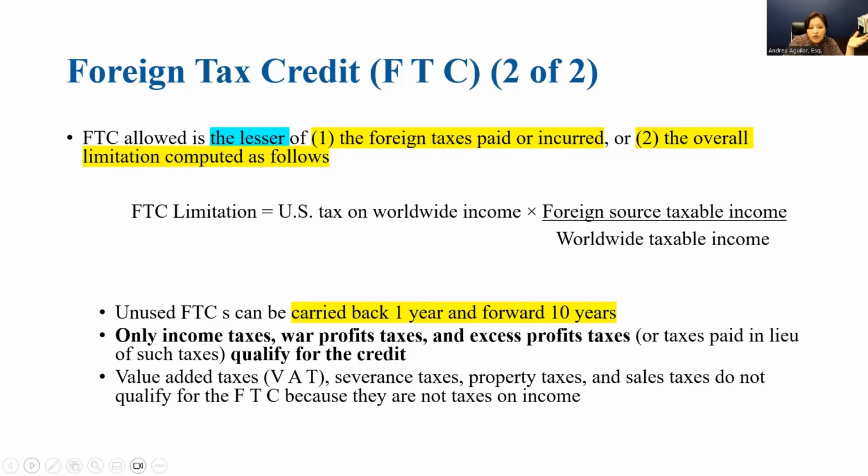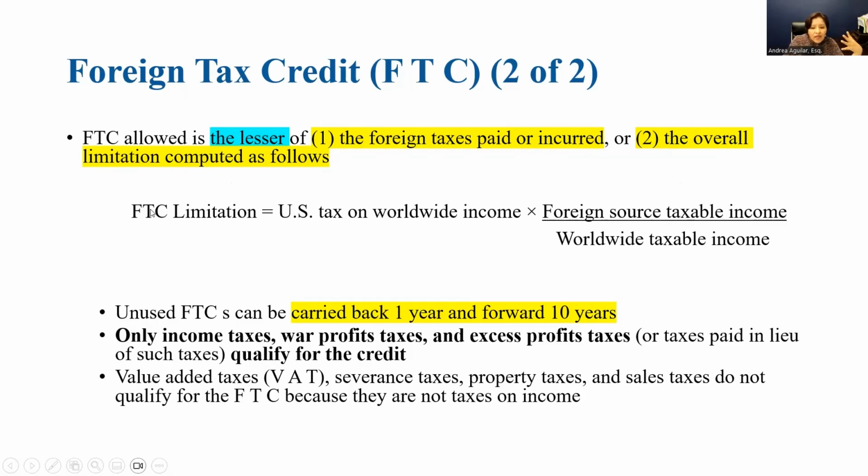You start with your US tax on your worldwide income. You're going to multiply that by the foreign source taxable income divided by your worldwide taxable income. So, the formula is here. So now we need to calculate the foreign tax credit limitation.